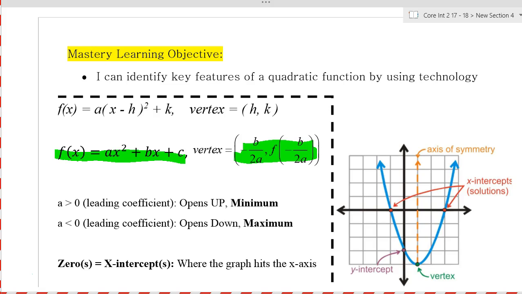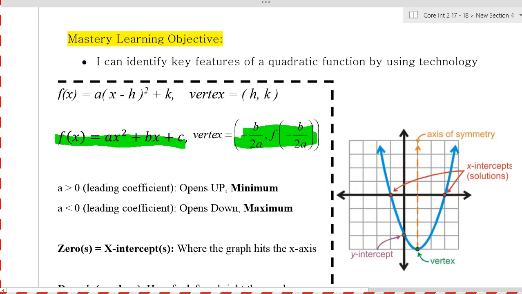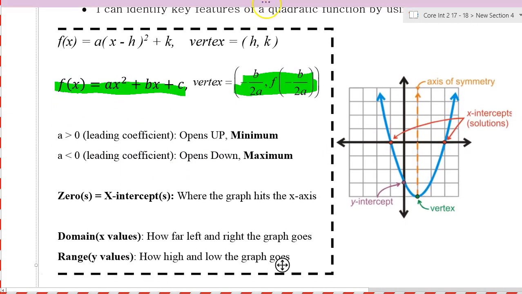The other thing we learned yesterday was, remember, if a is positive, so if it's greater than 0, it opens up, it looks like a smile. That means it has a minimum, and we'll look more at this later. If a is less than 0, it's negative. It opens down, looks like a frown. It has a maximum. So we can kind of draw those, right? If it looks like a smile, this vertex is the lowest point, we call it a minimum. If it looks like a frown, our vertex is the highest point, it's the maximum.